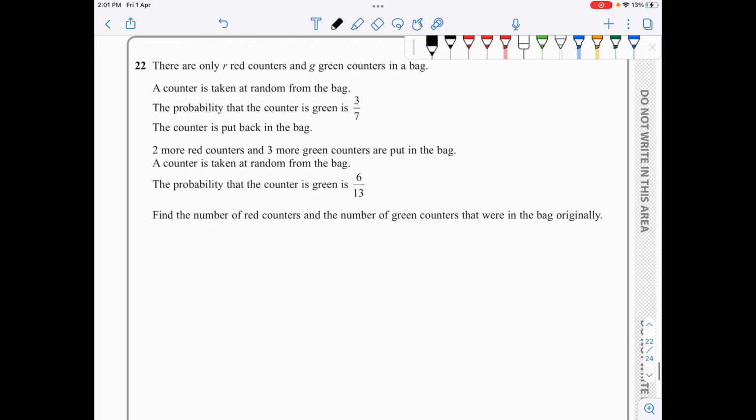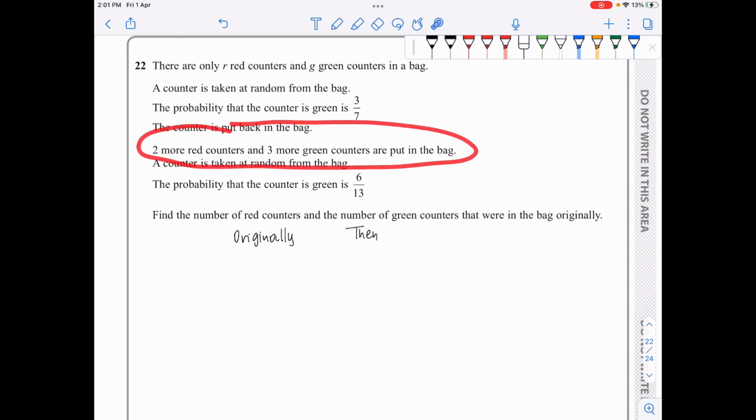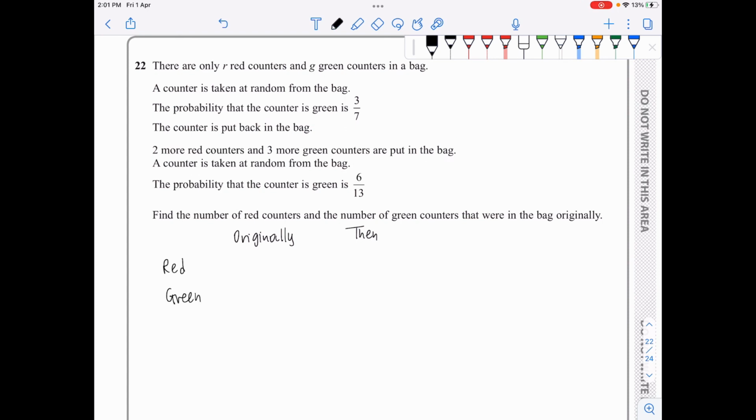So in order to do this question, I like to draw a table. It's originally what was happening, and then after the changes that occurred here. So we had red and green counters, and we had the total here as well. We started off with R red and G green counters, and we had a total of R plus G counters. We then added 2 more red, so we went to R plus 2, and 3 more green, G plus 3, making the total R plus G plus 5.